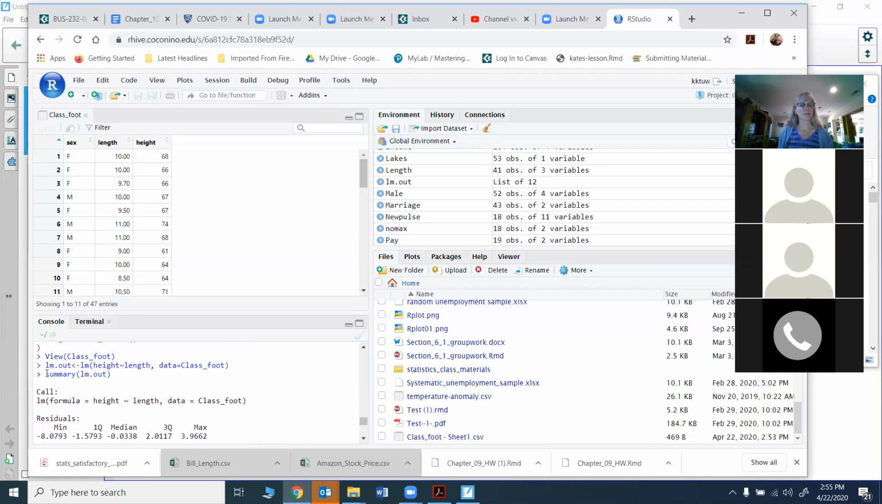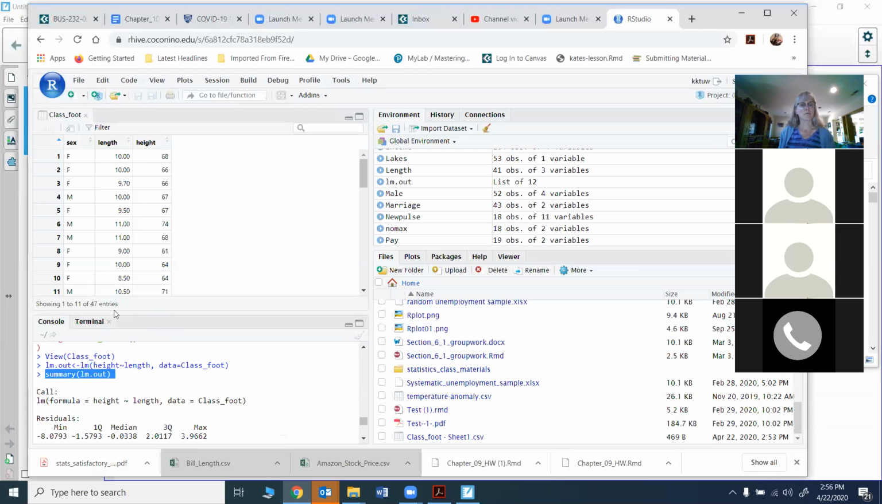So again, we're doing summary, lm.out. You do need to do this lm.out first. And if you get a new data set, you need to redo this lm.out because it's going to be for the class data. And even if you change the class data, you're going to need to do this again. So you always want to kind of recreate that. And then you want this summary lm.out. And what it does is just summarizes everything that's in that lm.out.